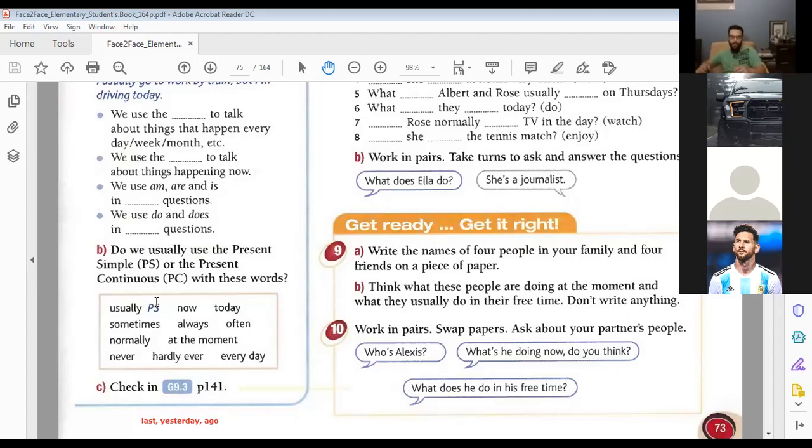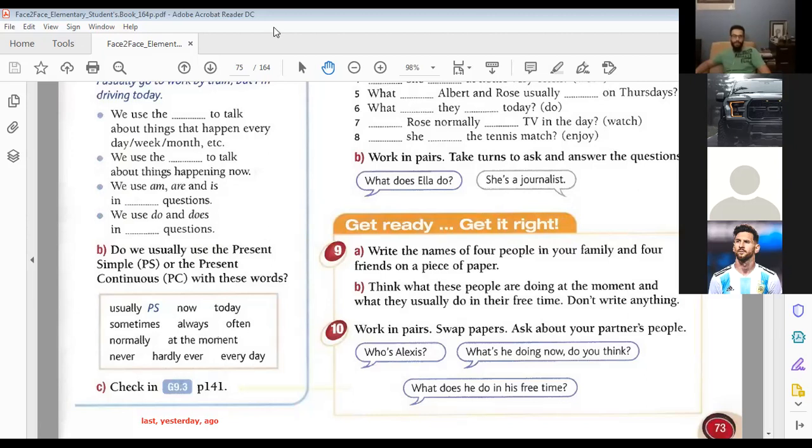Okay, let's focus a bit on this box. I'm going to read all of the words, and then I want you to tell me, do we use the present simple or the present continuous for these words? Okay, so let's check. We have usually, now, today, sometimes, always, often, normally, at the moment, never, hardly ever, every day.